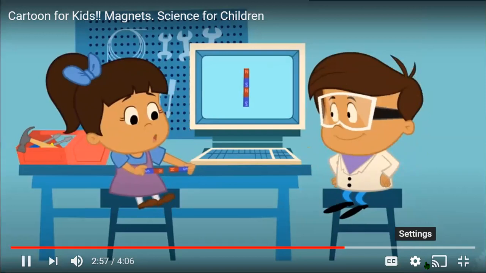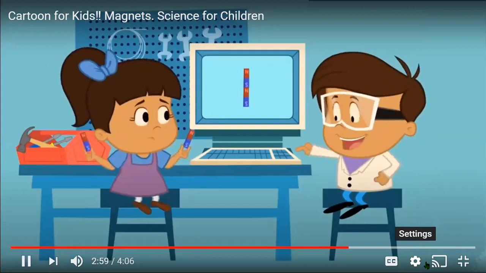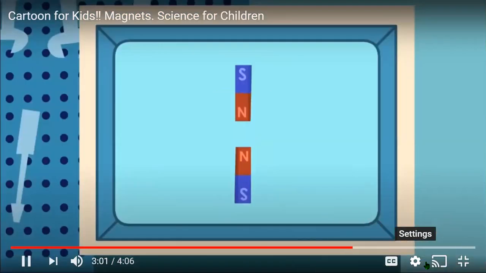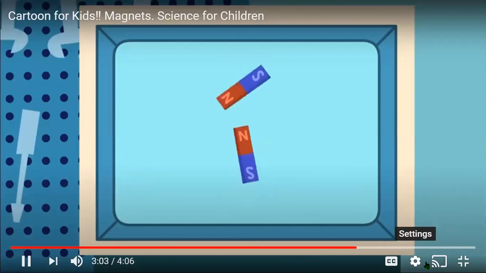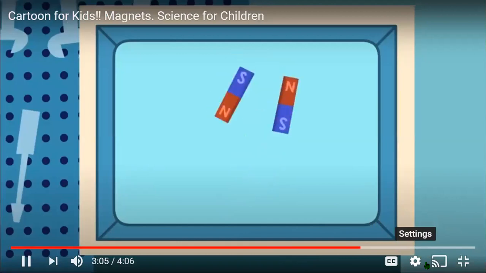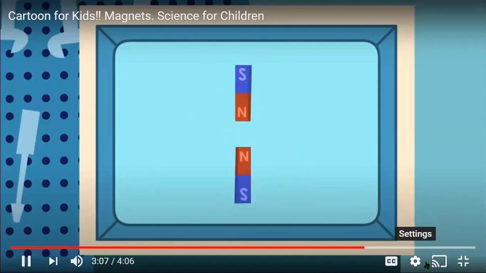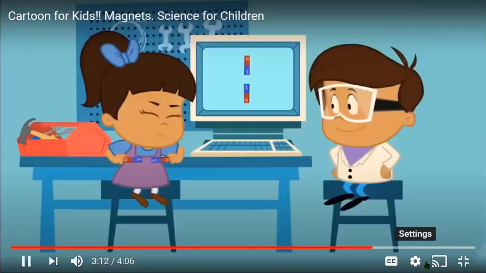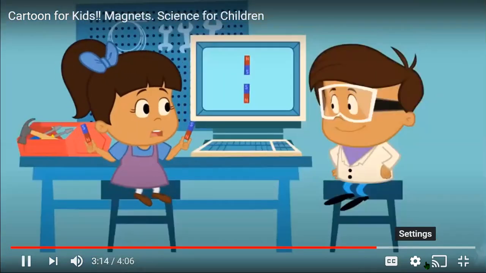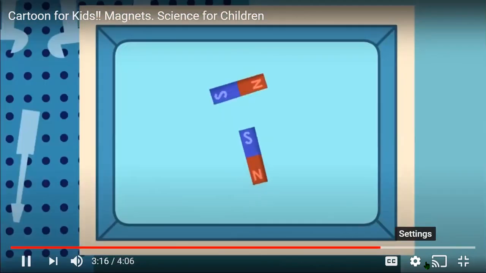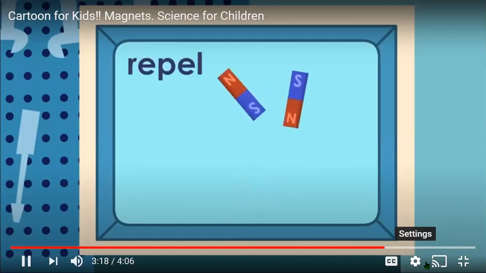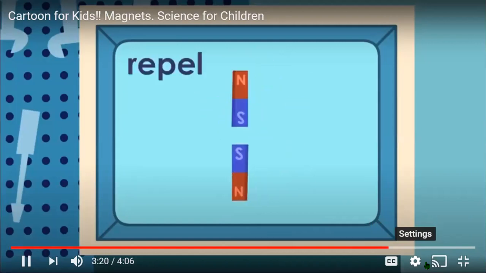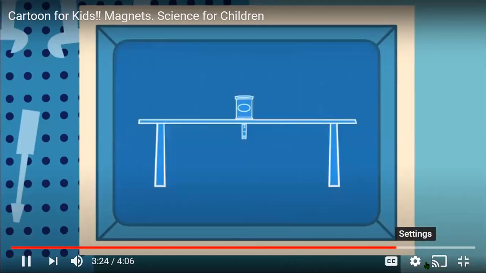The same poles? I'm confused. See, the North Pole of one magnet will always push away the North Pole of another magnet if they come too close. Same thing happens with the South Poles. Nope, that's not going to happen. When two magnets push each other away, we say they repel each other. So how did you do the soup can trick? That's what's so cool about magnets.